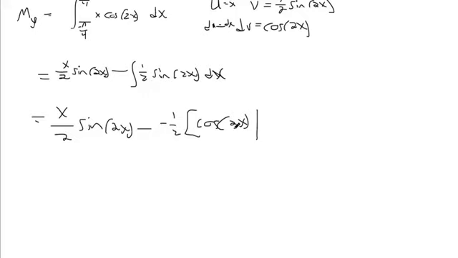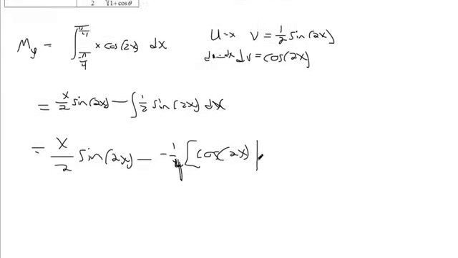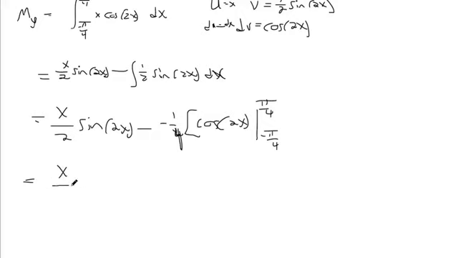But we also need an additional 1/2 because when we take a derivative of this, a 2 is going to come out. So we're going to multiply the 1/2 to the 1/2 that's already on the outside. And then we evaluate that from negative pi over 4 to pi over 4. So we got x over 2 sine 2x plus 1/4, and then pi over 4 in here, that gets cosine pi over 2, which is 0, minus cosine negative pi over 2, which is 0.